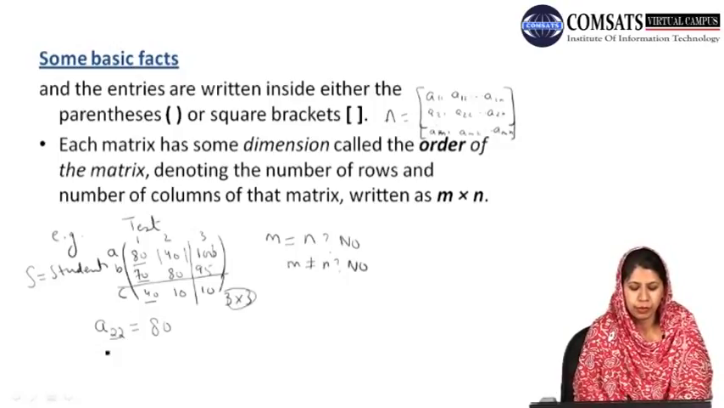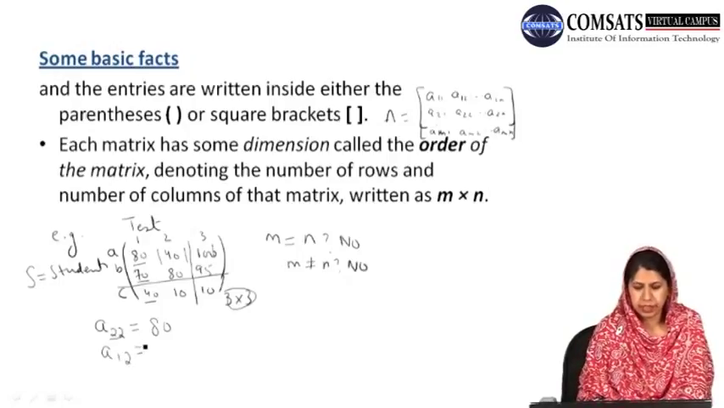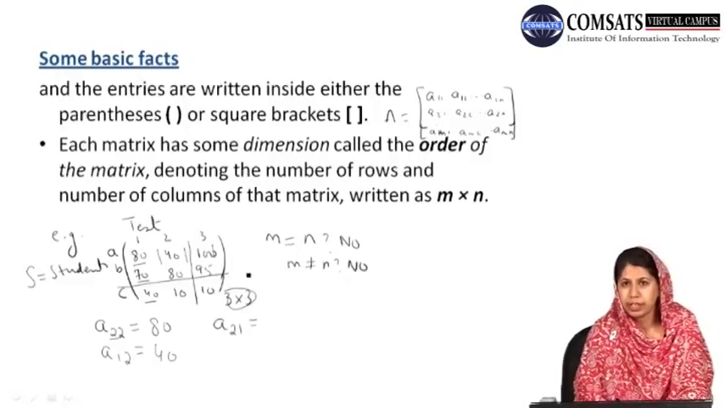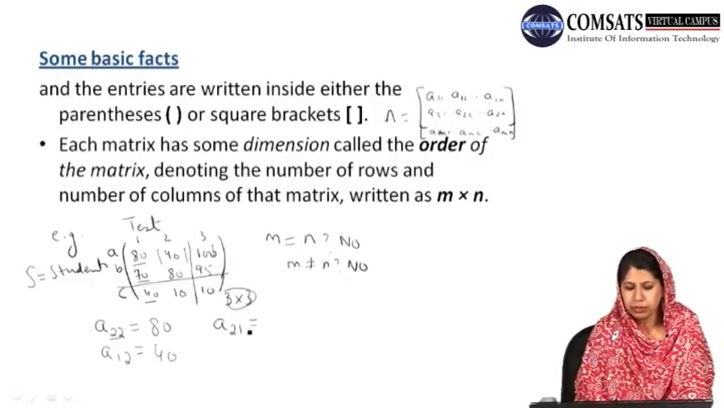Similarly, if we want to find the entry A12 in our matrix S, then A12 means the entry in the first row and second column, which is 40. Okay. If we are interested in knowing the entry A21, A21 means second row and first column, this is 70.